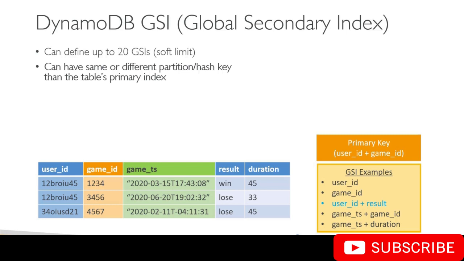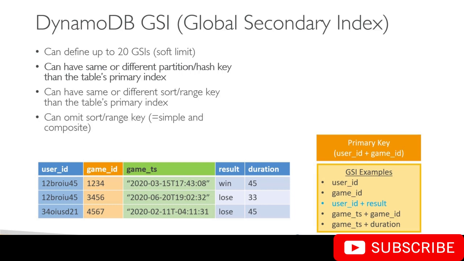For example, here we can have a GSI on user ID and result, or you can have a GSI on game timestamp and game ID, or game timestamp and duration. So game timestamp is the partition key and game ID is the sort key. We can also have the same set of keys as the table. Again, there is no restriction on your choices of the partition and sort key.